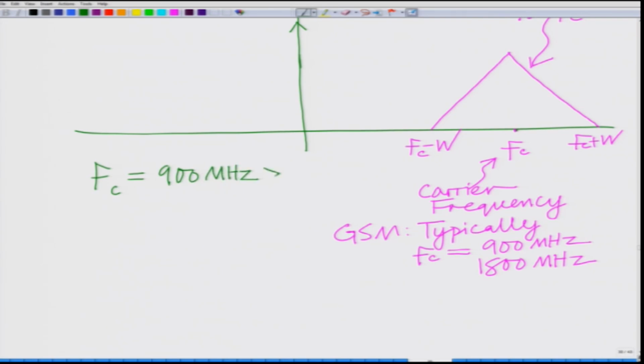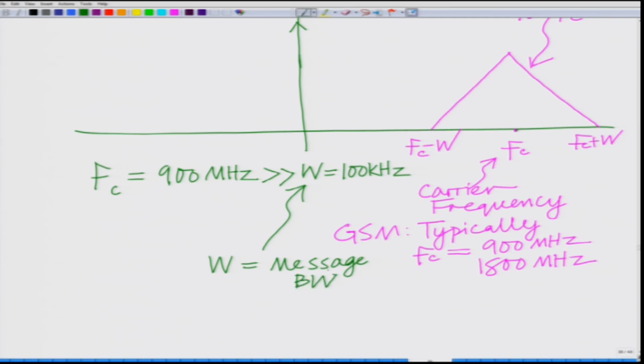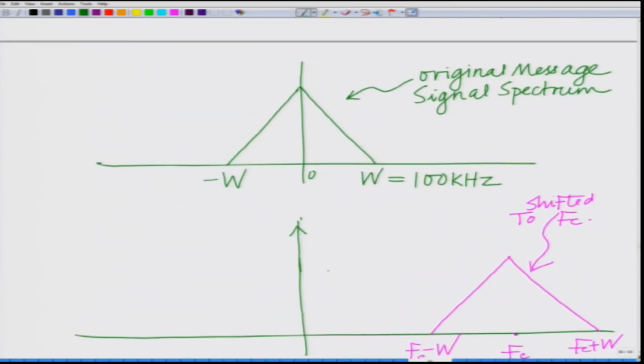So, what you can see is that your Fc equals 900 megahertz is much larger than W, which is equal to 100 kilohertz, and this W is equal to the message bandwidth. This original message signal is also termed the baseband signal.